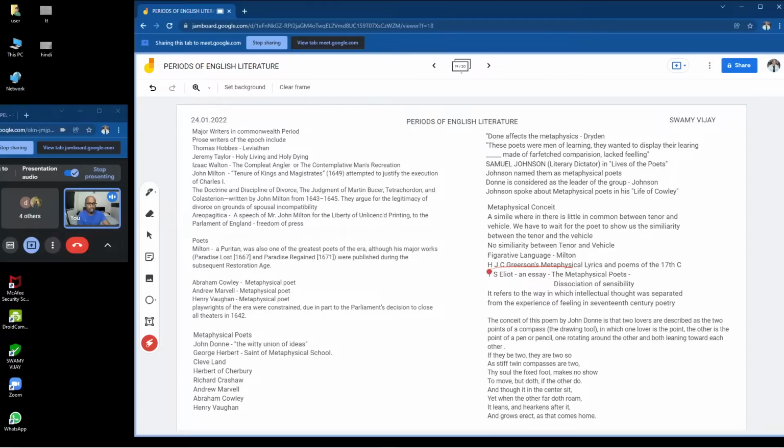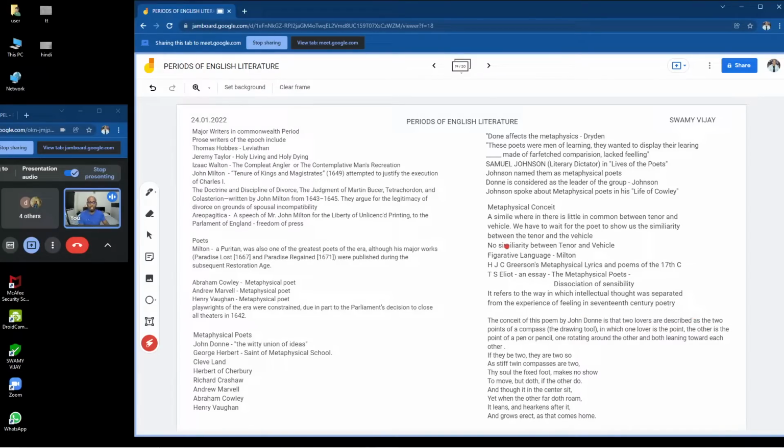Then from an examination point of view, remember this one, H.J.C. Grierson's Metaphysical Lyrics and Poems of the 17th Century. He had written this book, and T.S. Eliot had written an essay on the metaphysical poets, and he coined one phrase, dissociation of sensibility. Remember, dissociation of sensibility is a phrase coined by T.S. Eliot in his essay The Metaphysical Poets. So what is this dissociation of sensibility? It refers to the way in which intellectual thought was separated from the experience of feeling in 17th century poets.